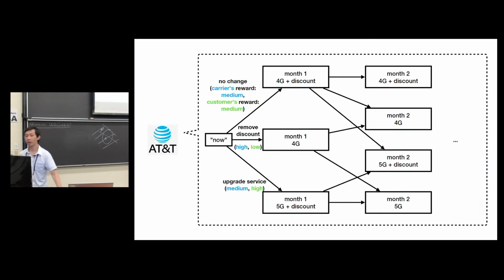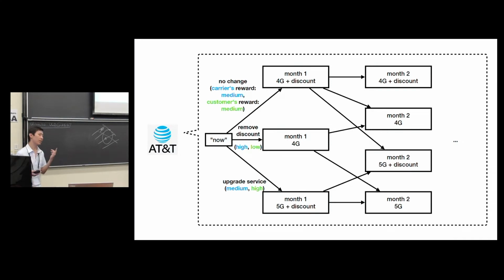Well, so for example, here's how the carrier's MDP could look like. In state now, there are 3 possible actions, right? The carrier could make no change to plan, which means the customer gets 4G plus discount. In that case, the carrier's reward is medium because the discount kind of hurts the revenue. And the customer's reward is also medium because they get 4G, which is not so exciting, but they get the discount, which kind of compensates for that.